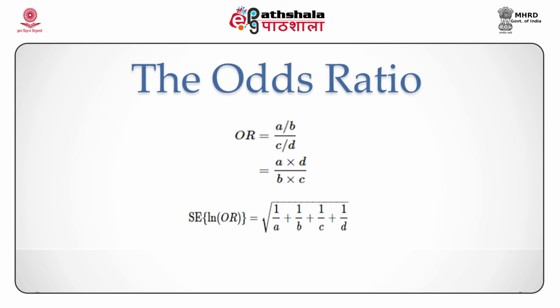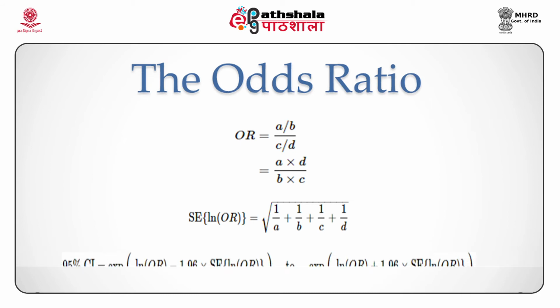As before, we can use the OR divided by its standard error to test the hypothesis H0: OR equal to 1, that is, there is no association between exposure and outcome. Equivalently, we can use the log OR divided by the standard error of log OR to test the hypothesis that the log OR is equal to 0. If we reject the hypothesis, then we want to construct a confidence interval for the OR, and as before, the 95% confidence interval is given by exponential of log OR minus 1.96 times standard error of log OR, to exponential of log OR plus 1.96 times standard error of log OR, where the standard error of log OR is the square root of 1/A plus 1/B plus 1/C plus 1/D as given in the previous line on the slide.